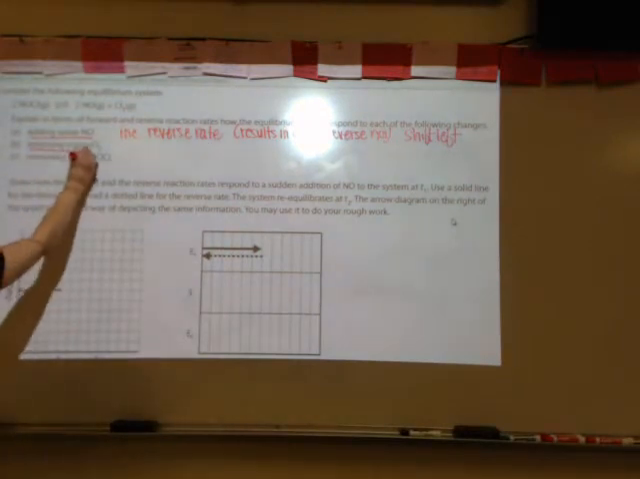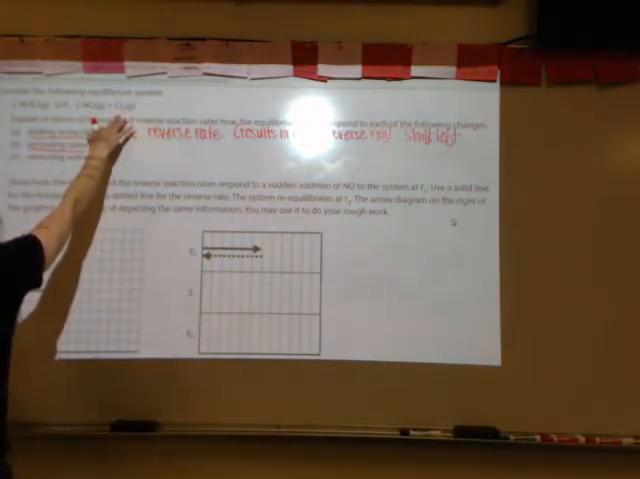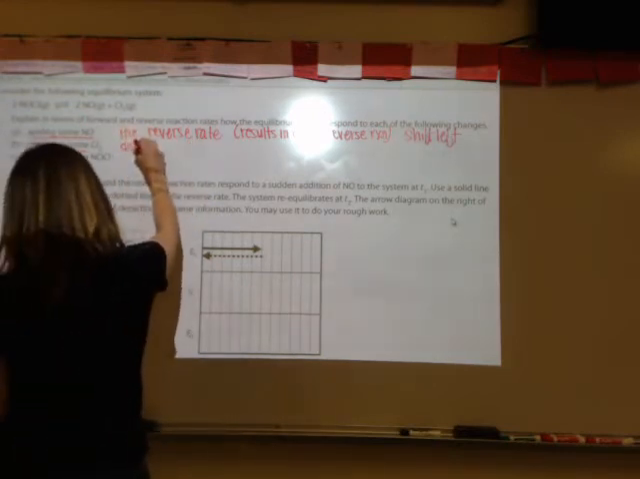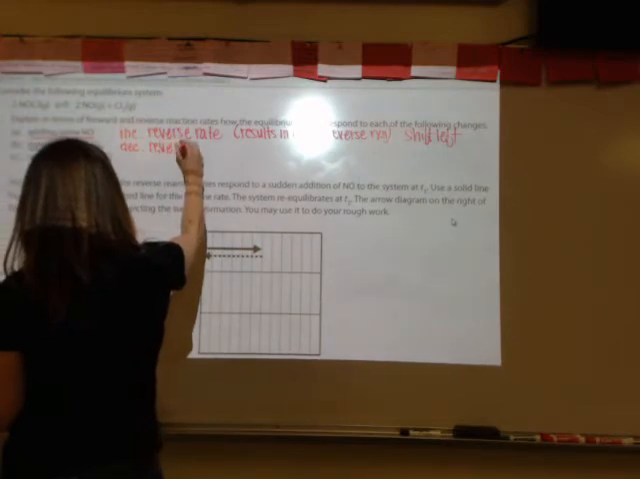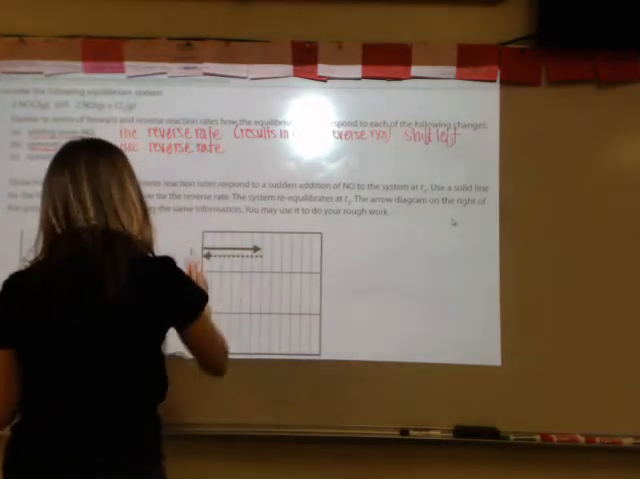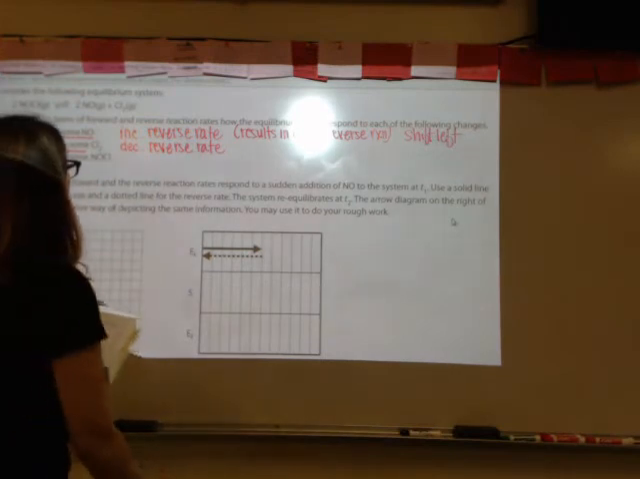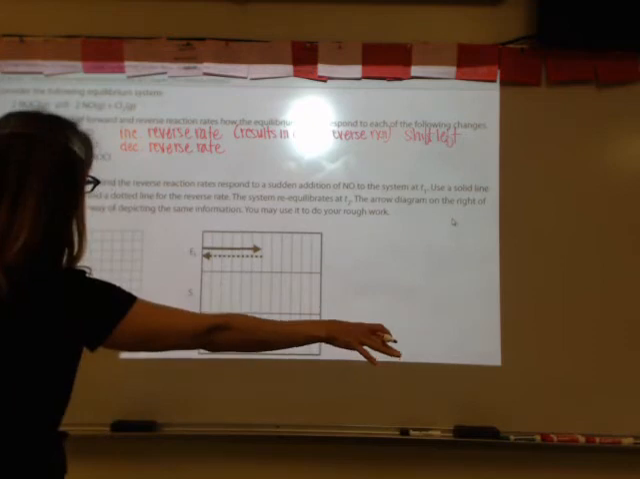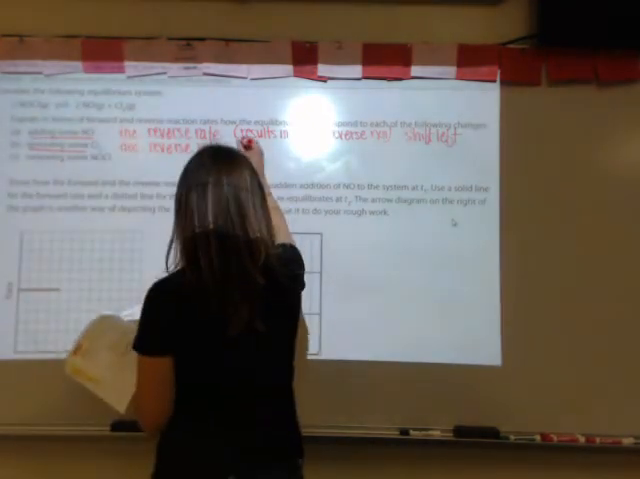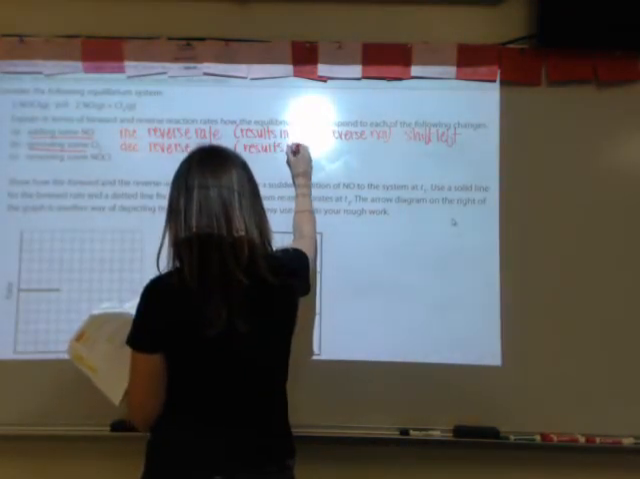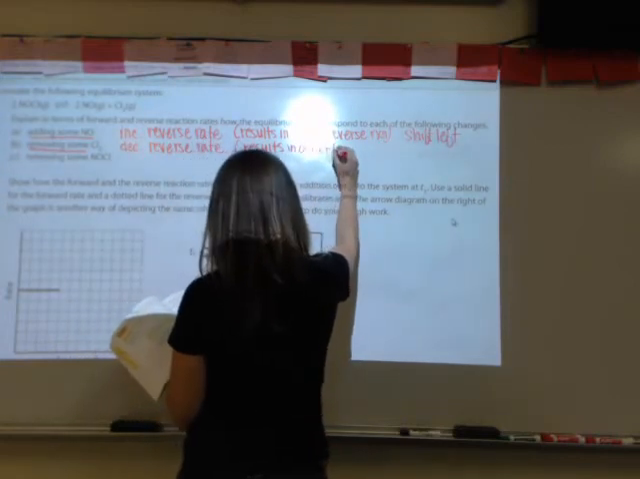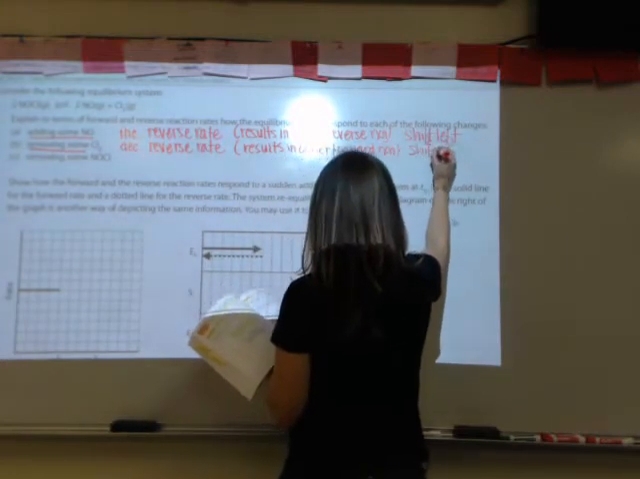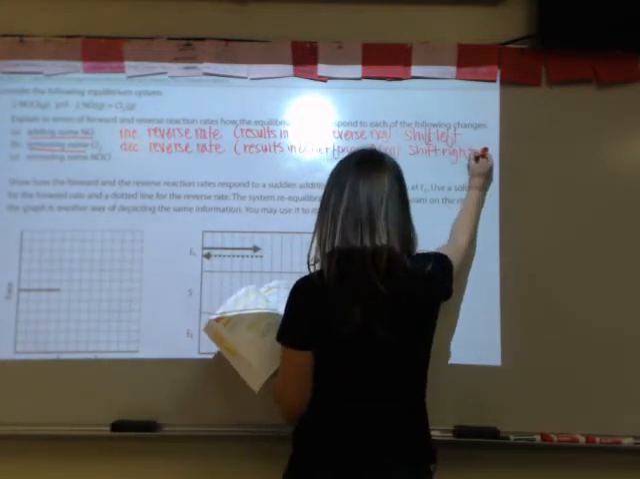What if I remove Cl2, which is a product? Well, when you remove something, you're going to decrease a rate. In this case, the reverse rate. And since I'm removing Cl2, I need to shift to the right to replace some of it. So this results in a net forward reaction, which is why I shift to the right.